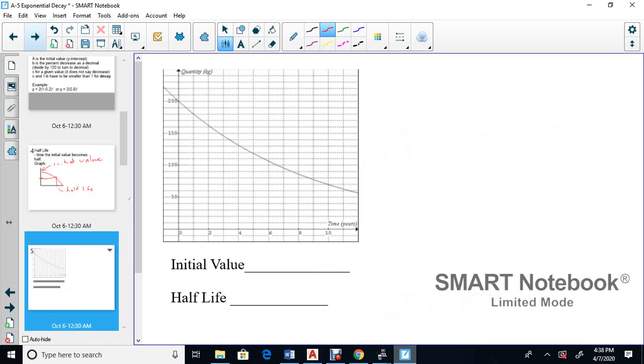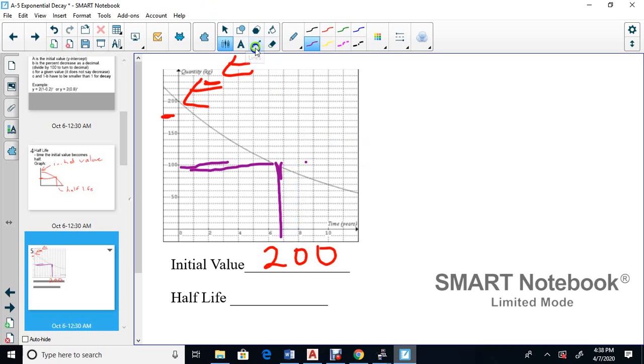Okay, let's do one. Our initial value is 200 kilograms, so it's 200 right here. There's the kilograms, there's the initial value. Half of the initial value is 100. So you go to 100, you go across where the 100 is, you do a straight line across, and then where it meets, you come down.